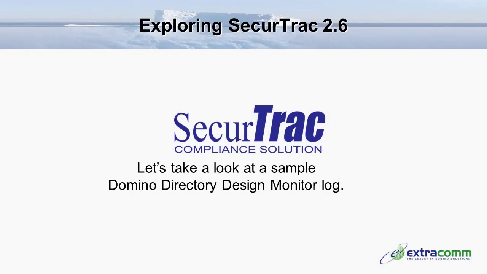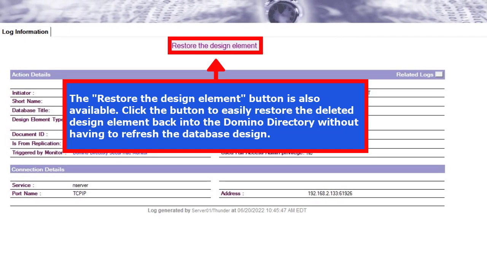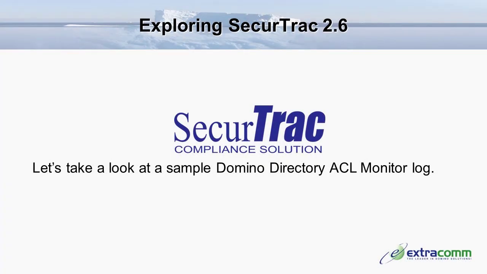Now let's take a look at a sample Domino directory design monitor log. In this Domino directory design monitor log, we see an example where a form design element was deleted by Billy Black from names.nsf. The Restore the Design Element button is also available. Click the button to easily restore the deleted design element back into the Domino directory without having to refresh the database design.